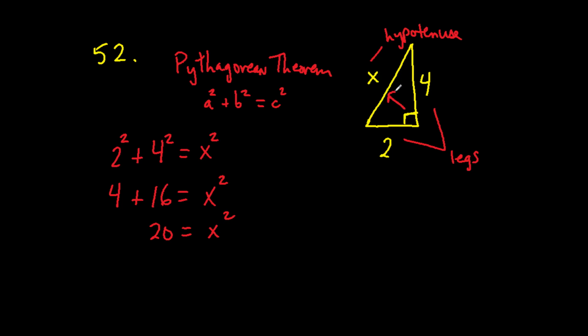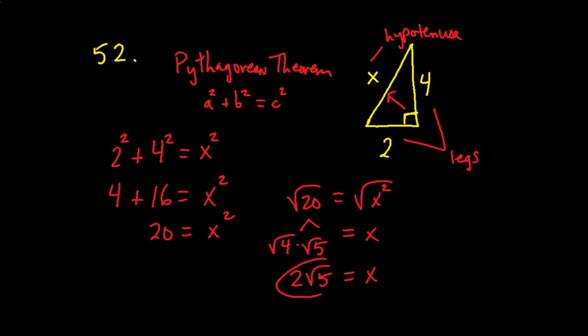The last step here to get x from x squared is to square root both sides. Square root x squared is x, and square root 20 is square root 4 times square root 5, which simplifies to 2 square root 5. So that's our final answer for the length of the hypotenuse.